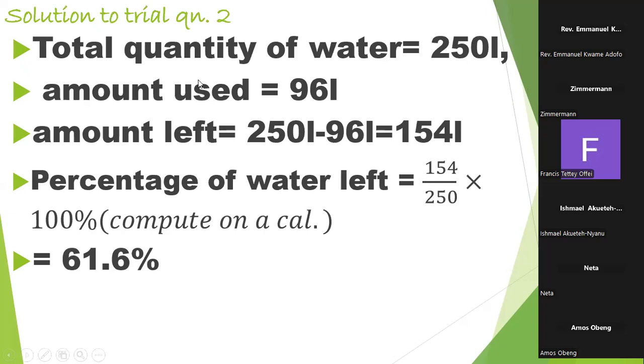Yes. So the total quantity of water is 250 liters. The amount used is 96 liters. So if I want the amount left, it's going to be 250 liters minus 96 liters, equals 154 liters. So the percentage of water left will be 154 divided by 250 times 100%. You compute with your calculator, and you get 61.6%. So that is that for percentage. They are just some simple questions relating to what we have solved so far. Please, any question on percentage, because we are moving to a new topic.